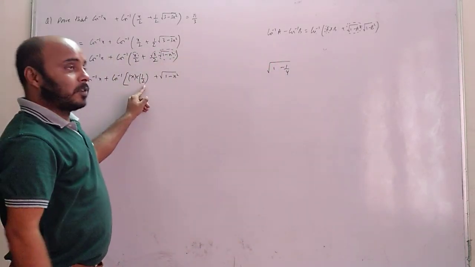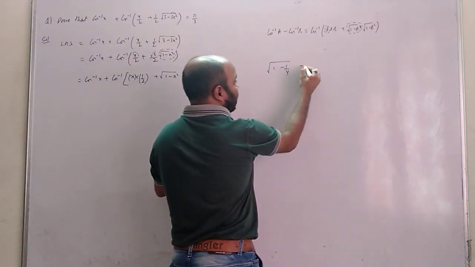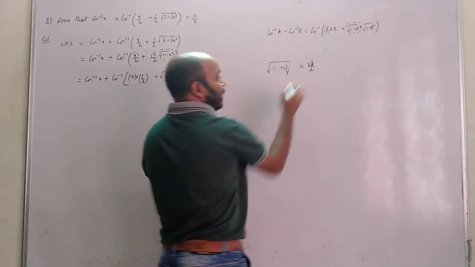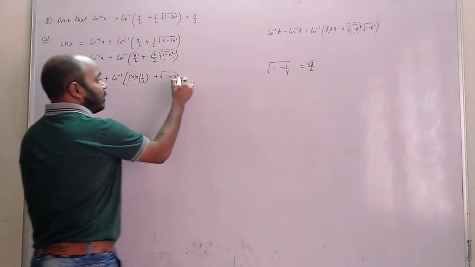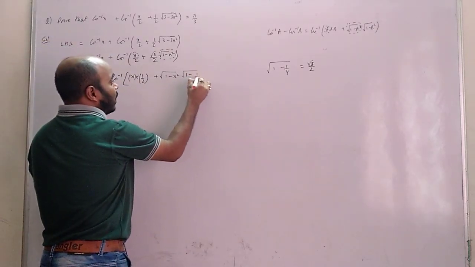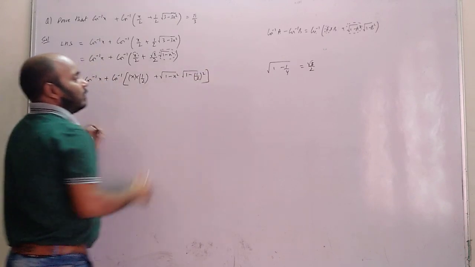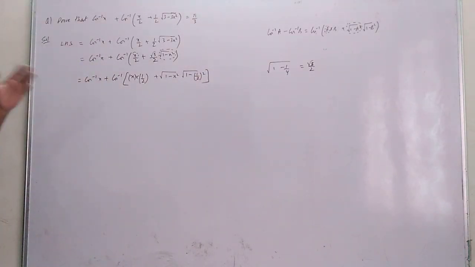Let's check. Under root 1 minus b square. 1 by 2 whole square is 1 by 4. Check, 4 minus 1 is 3. That is root 3 by 2. Yes, it is coming. It is coming root 3 by 2. So in the place of root 3 by 2, can I write under root 1 minus b square? You understand this? I am just writing in the formula pattern.